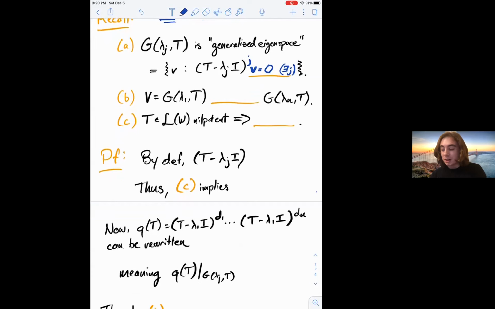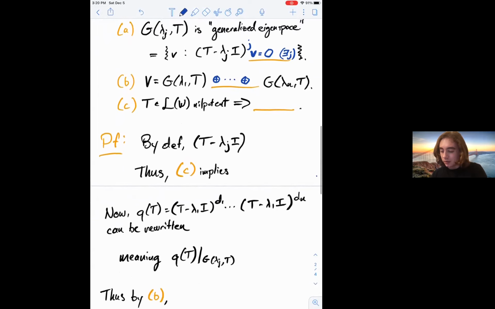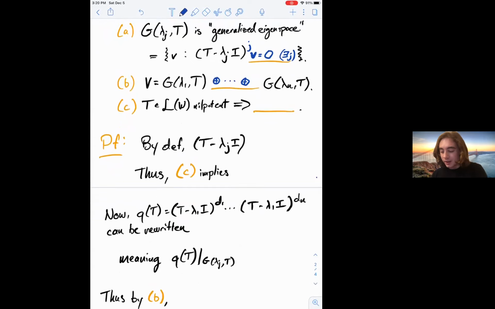Moreover, V has a nice decomposition into these generalized eigenspaces, and in fact, it's just a nice direct sum. Lastly, we recall a standard lemma that if T is an operator on a finite dimensional vector space W that is nilpotent, then in fact, T to the dimension of W is equal to 0.